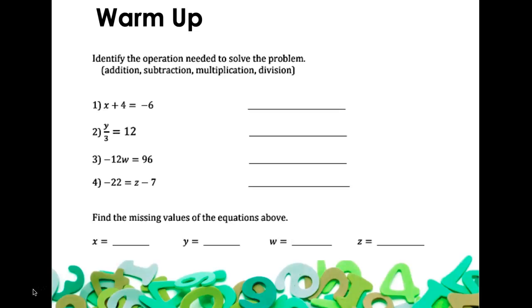Okay, so let's start again. I am going to share with you the answers and then check what you have on your paper. The first part is to identify the operation needed to solve the problem, and that should be the opposite or the inverse operation. So for number 1, it's x plus 4. The opposite of plus 4 is minus 4. That means that we're going to subtract.